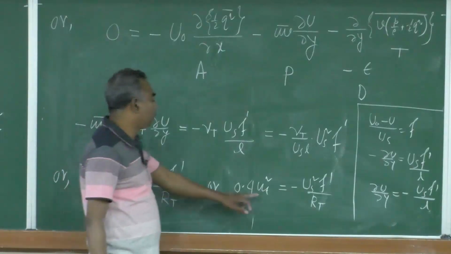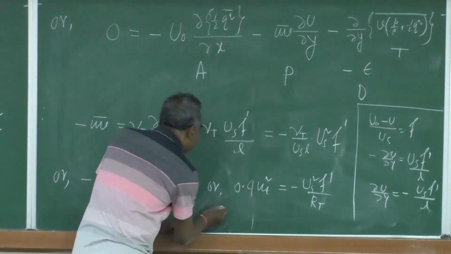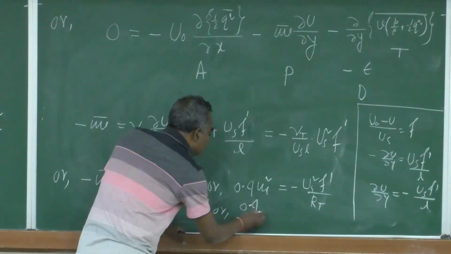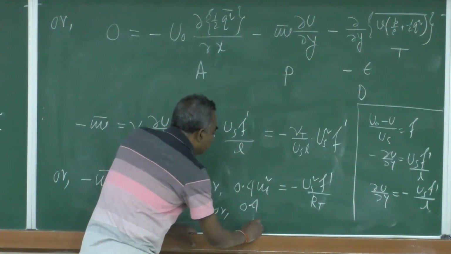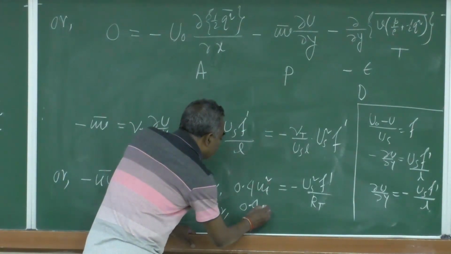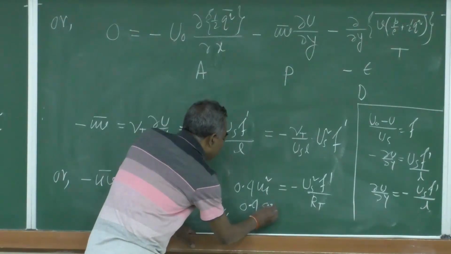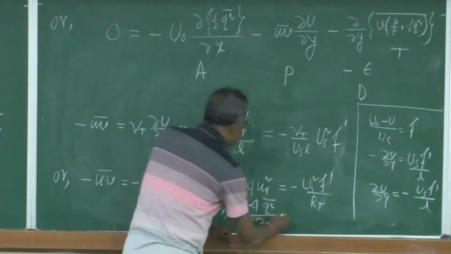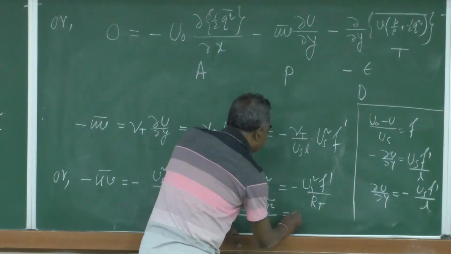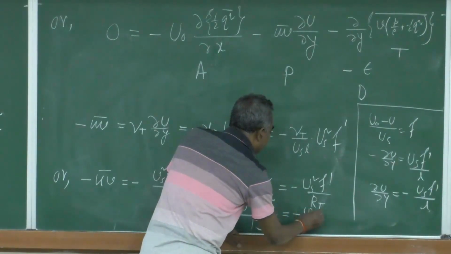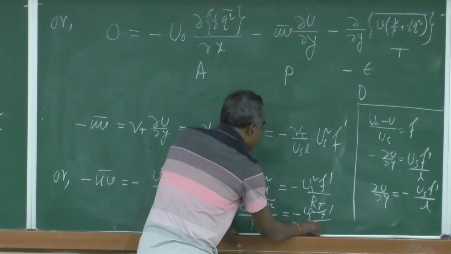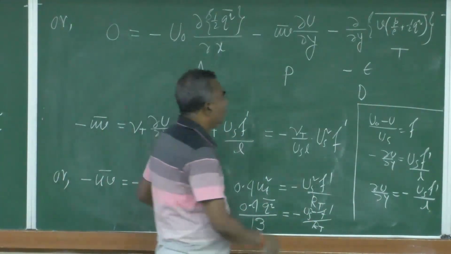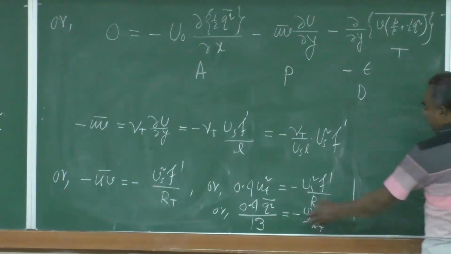Now, u t square by definition is what? U t square by definition is equal to q square bar divided by 3. So this equals minus u s square F prime by R t. So, where we are? We are here.